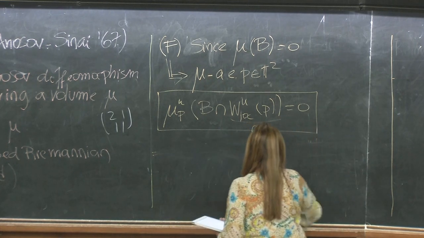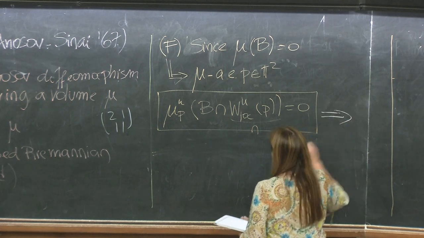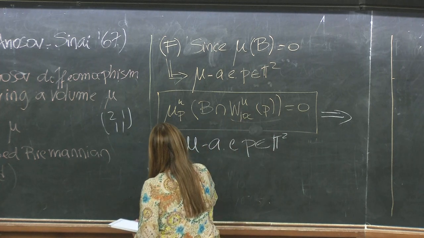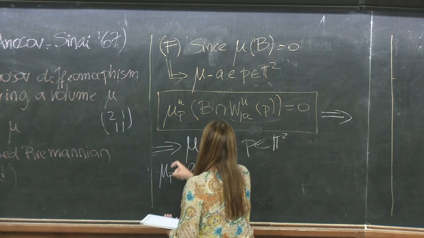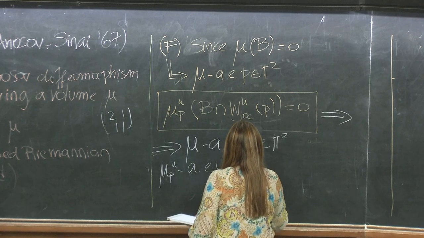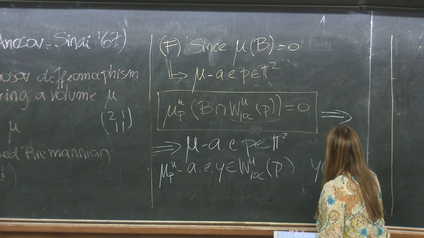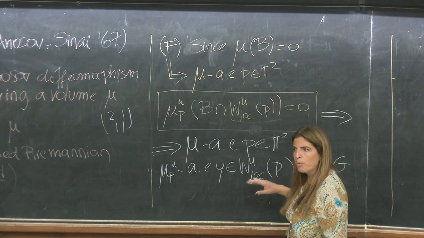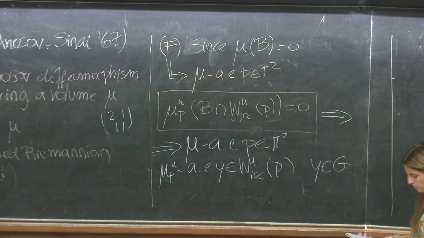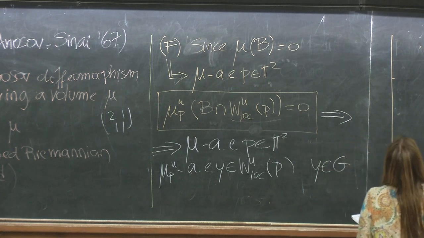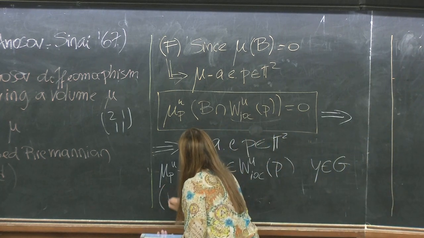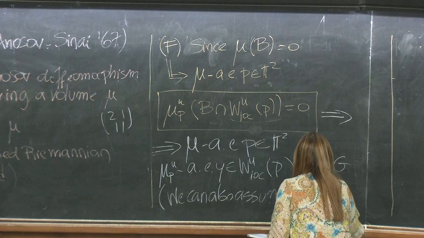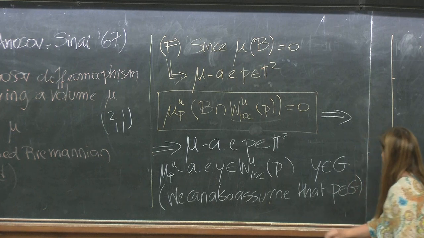So, as a consequence of this, this implies that for mu almost every p in the torus, mu p u almost every y in the local unstable manifold of p, y belongs to g. What this means is that for almost every point, its local unstable manifold is good. It's a good point. Okay, so now we are almost there. As I said, we don't need that, in fact, but it's just more elegant. We can also assume that P itself is a good point.